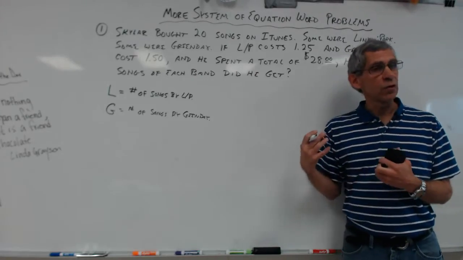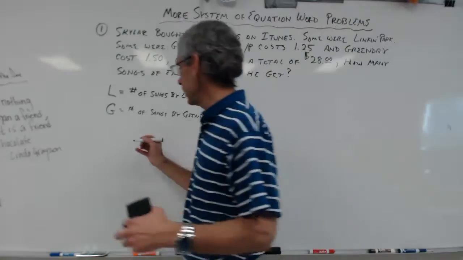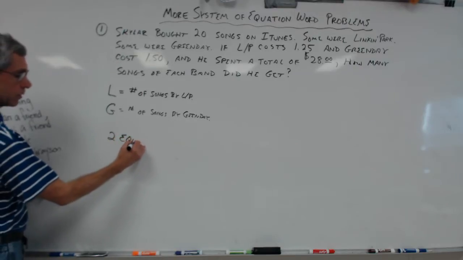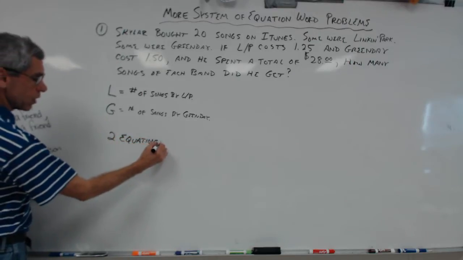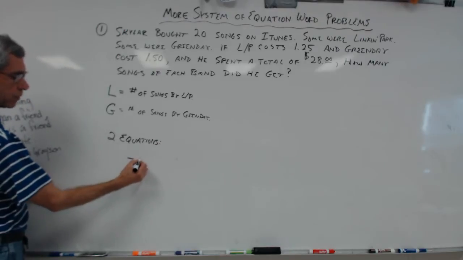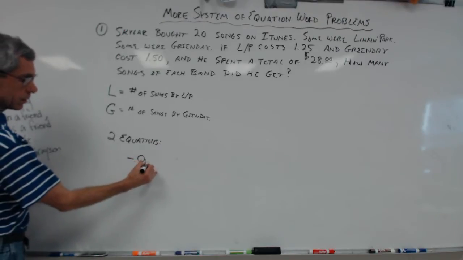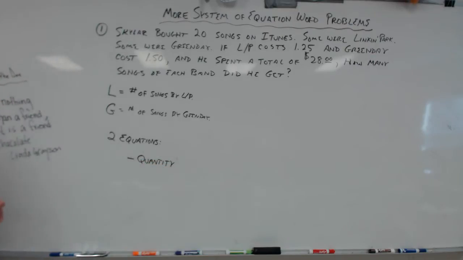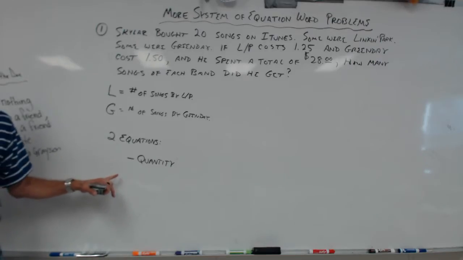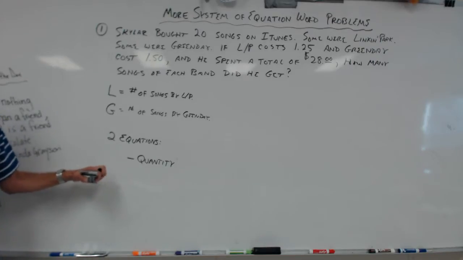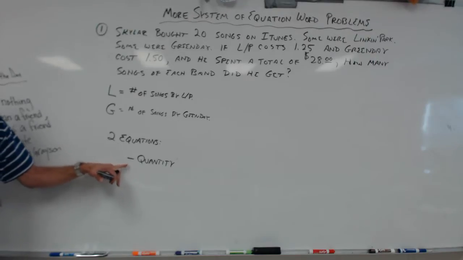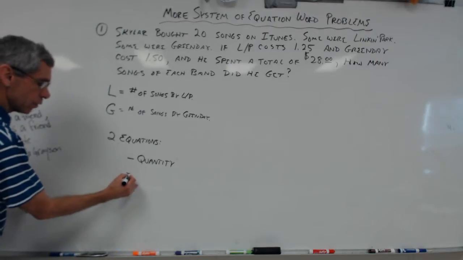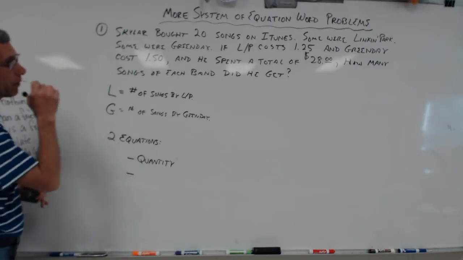So we've got to think of 2 equations. And there's going to be 2 equations. That's what we need. And the first one of them is going to be a quantity. Right now, just think about it for a second. We're going to do one equation that's going to be quantity. And we're going to do another one that's going to be value.